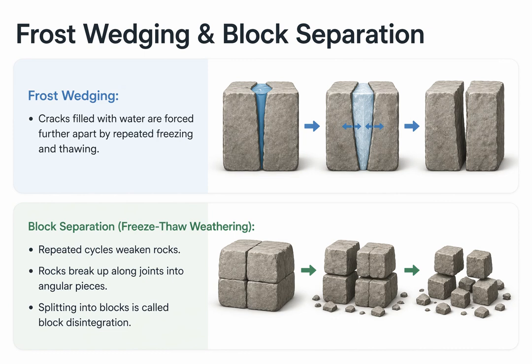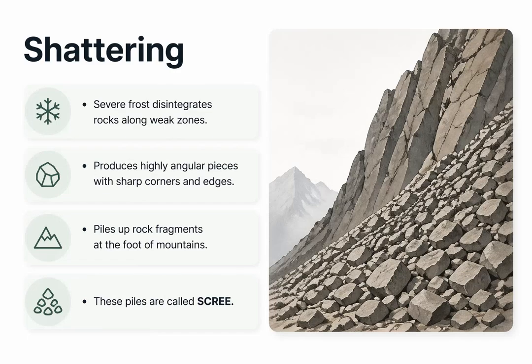When the rock splits into large angular pieces, we call this block separation, or block disintegration. In areas with particularly severe frost, the rock doesn't just break into large blocks, it undergoes shattering. The rock disintegrates rapidly along weak zones, producing highly angular pieces with very sharp corners and edges. Gravity pulls these shattered fragments down steep slopes, where they pile up at the foot of mountains. These massive, loose piles of jagged rock fragments are known as scree.